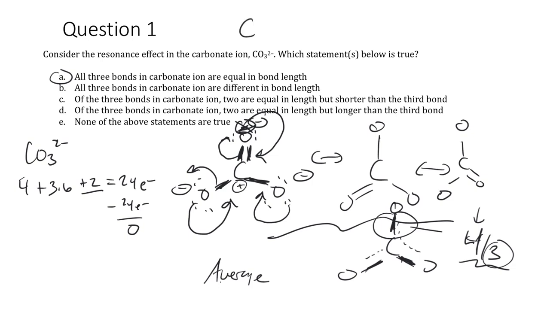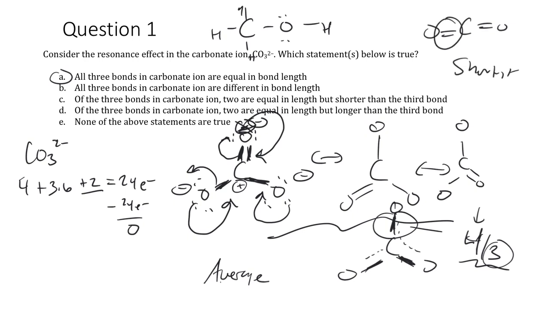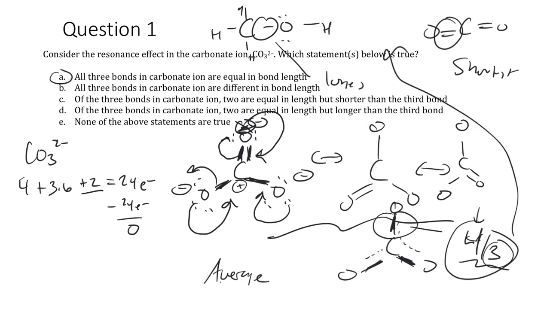So if you're looking at a bond in like methanol, where you get this carbon-oxygen single bond, you have the bond in like carbon dioxide. So this bond here is probably the shortest. This is probably the longest. And then carbonate's bond of about 4/3 bond order will be somewhere in the middle. So the more bonding pairs of electrons, the shorter the bond. But all 3 of these bonds should be equal in length.